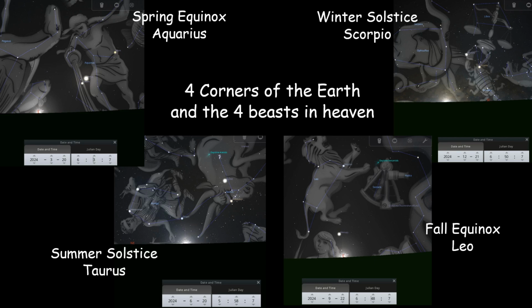So this is what our 4 corners look like now in the heavens that John described. These are all the sunrise points in this year of 2024. At the spring equinox, we have Aquarius on the horizon. At summer solstice, we have Taurus, and we can't even see Gemini anymore. At the fall equinox, we have Leo and the beheading of Virgo.